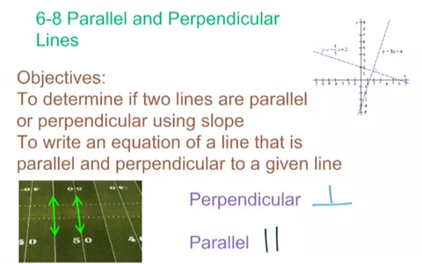Okay guys, today we're going over 6-8 parallel and perpendicular lines. Here are the objectives. We want to jot those down. Just as a quick reference, for perpendicular we're using the upside down T. For parallel we're using the double L or the train tracks.